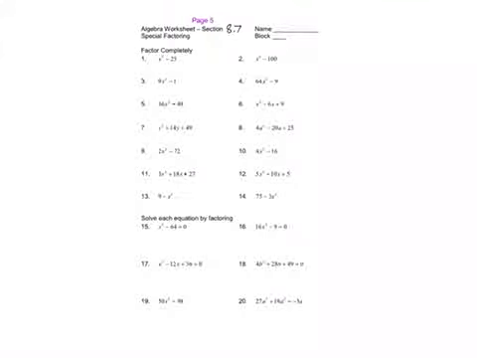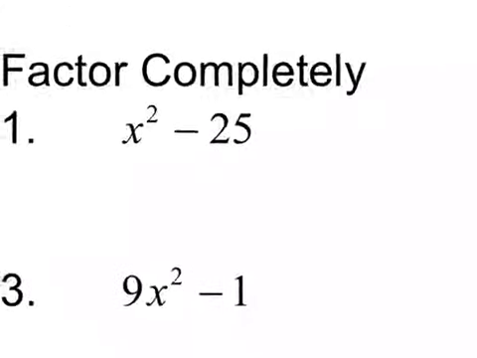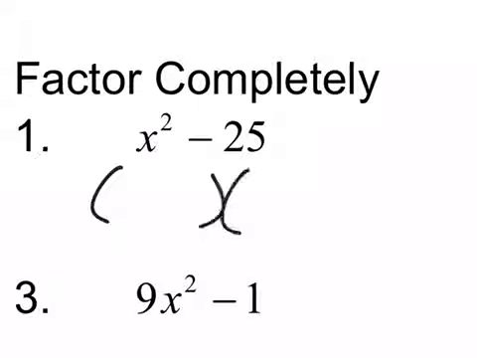Page 5 should go much, much quicker. It's going to be special cases. On these, we're going to be looking for perfect squares. Could have some GCFs in there, though. If you have 2 terms, very simple. You take the perfect square of the number with x squared, which is 1.